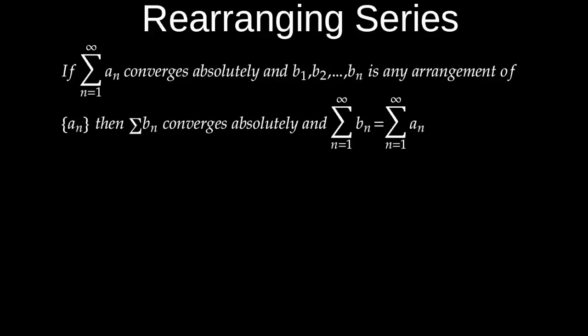If a series A converges absolutely, and the sequence B is any arrangement of the sequence A, meaning that we can rearrange and group the terms in A in any order, then the series B will also converge absolutely, and the sum of series B will be equal to the sum of series A.